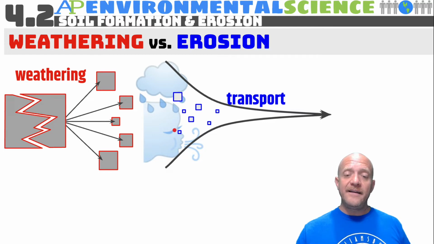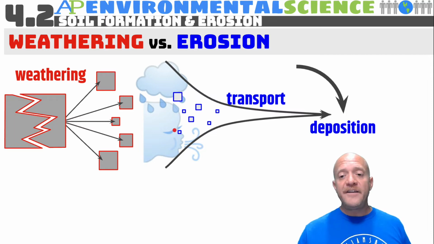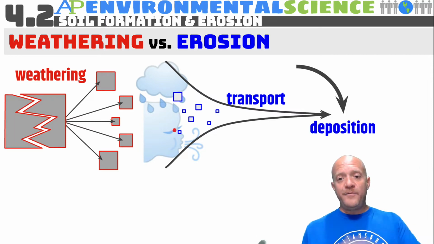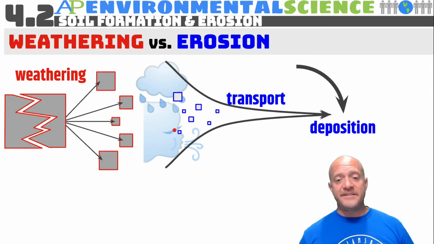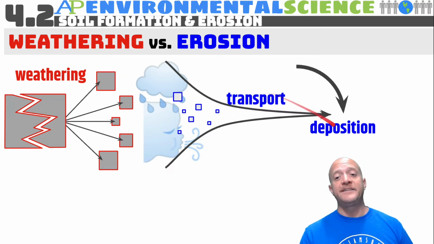And then finally, it can't just transport, because then it's going to be continuously moving somewhere. Eventually you got to drop it off. And this dropping off of the soil is called deposition. So weathering and erosion are both involved in soil formation. In fact, it starts with weathering, then it's erosion, which consists of transport and deposition.